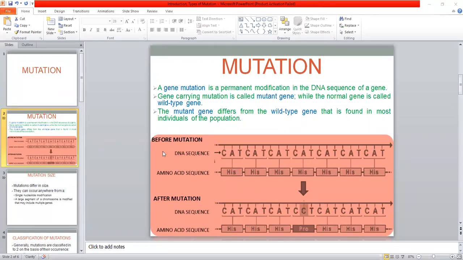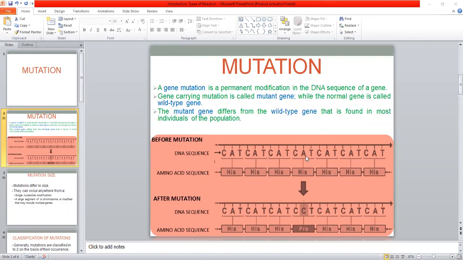Here a segment of a gene is shown which has the sequence CAT. The triplet CAT codes for the amino acid histidine. Again, the next triplet CAT also codes for the amino acid histidine. The third triplet is also CAT, it codes for histidine. The fourth triplet is also CAT in the normal DNA sequence. It also codes for the amino acid histidine.